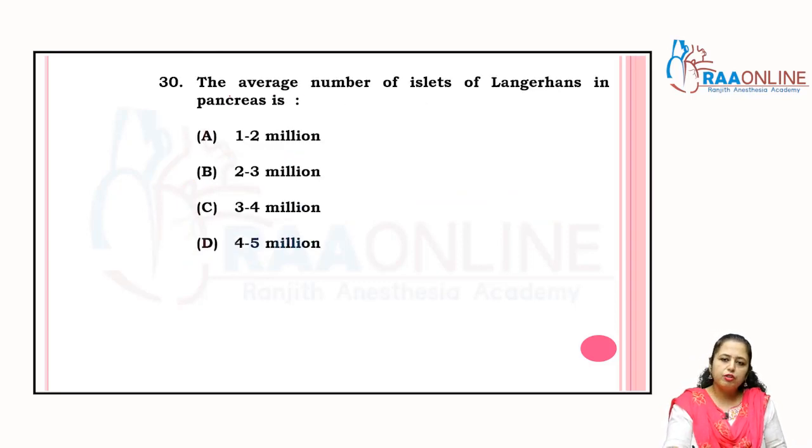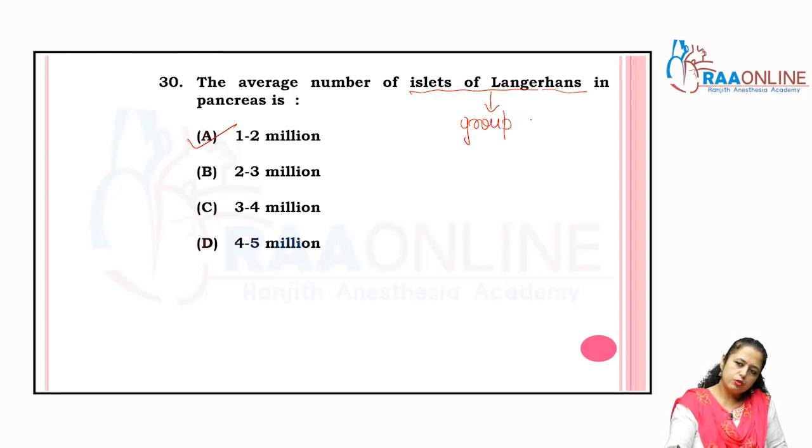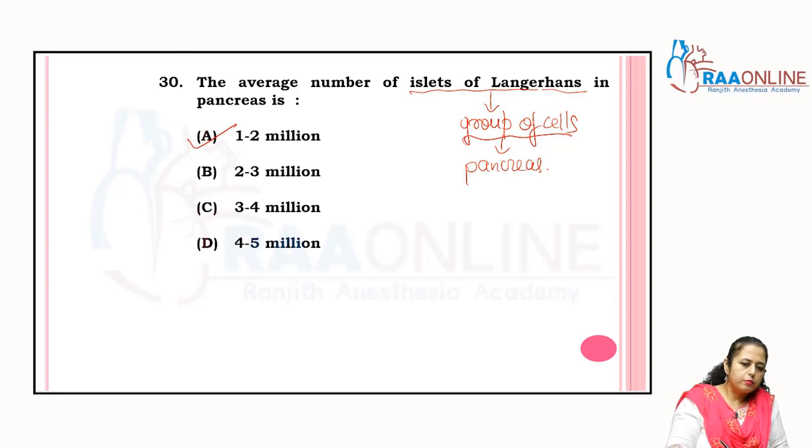The average number of islets of Langerhans in the pancreas is 1 to 2 million. It's just a value-based question, so directly learn it. What is that islet of Langerhans? It is a group of cells which are present in the pancreas. Clear?